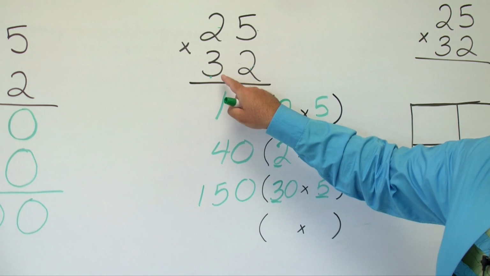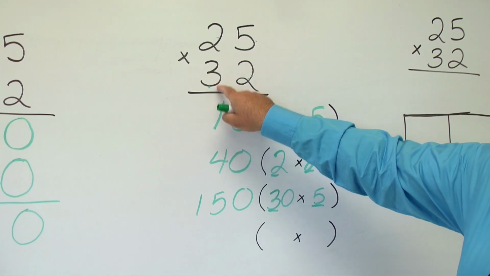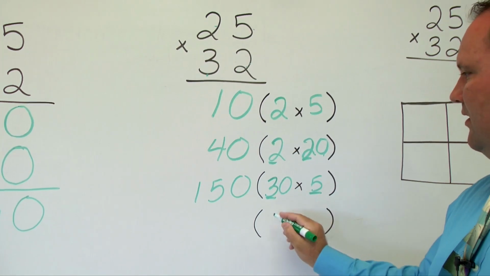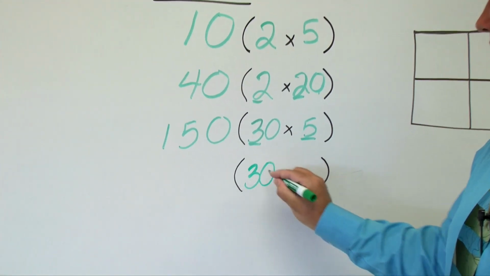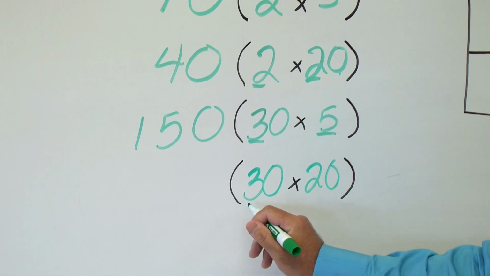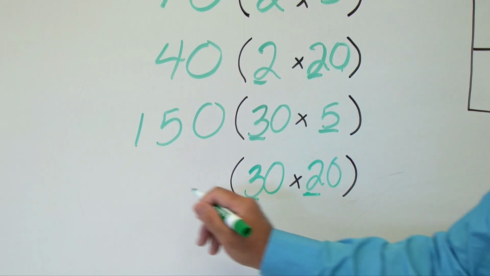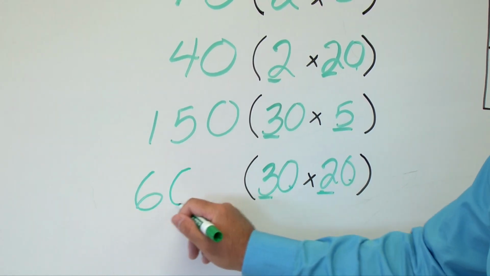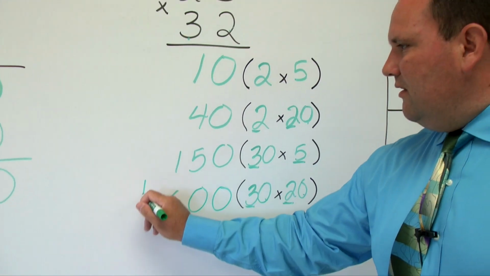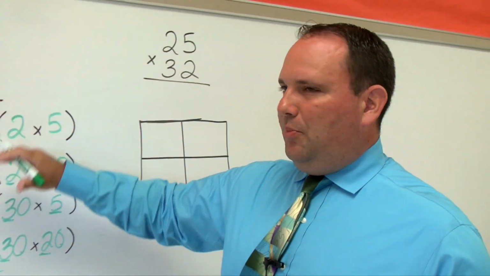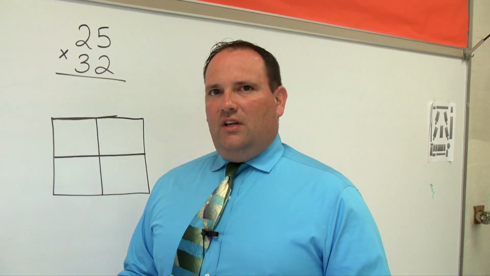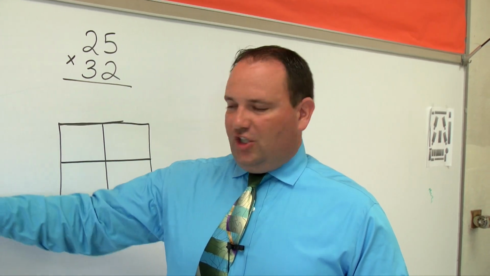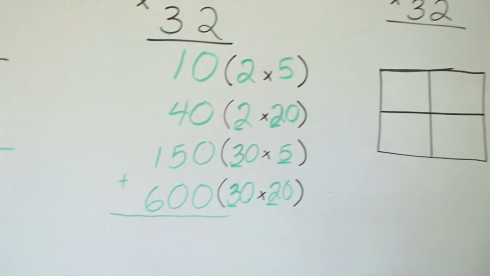Finally, 3 in my tens place, which means 30, times 2 in my tens place, which means 20. So it's going to be 30 times 20, and I'm going to do the basic fact, 3 times 2 is 6, and here I have 2 zeros to plug at the end. What I have here are 4 partial products. Partial products simply are part of the final product. So I'm going to put these 4 parts together to come up with my final product.